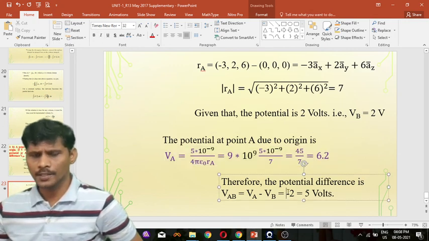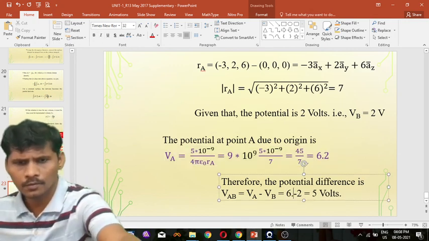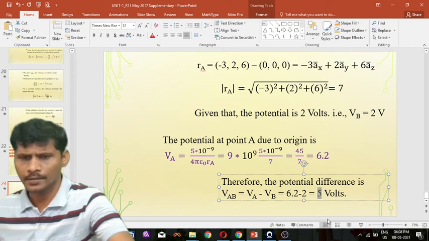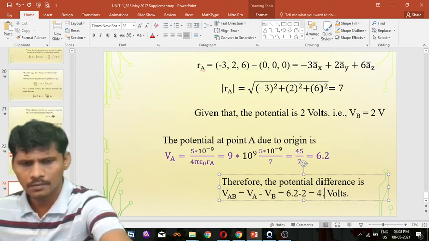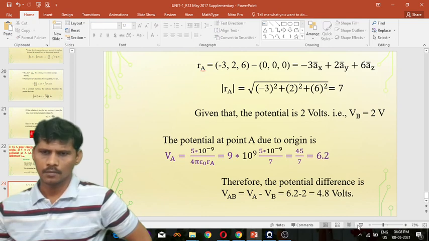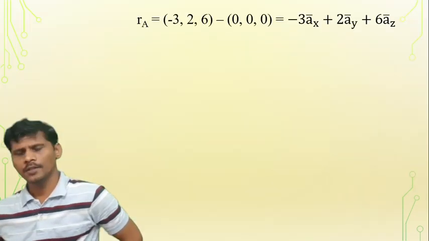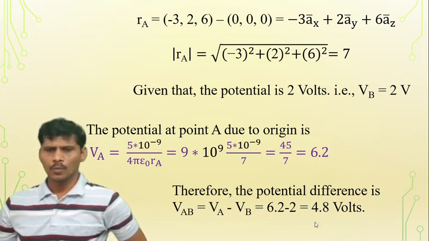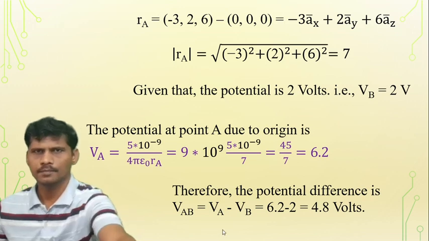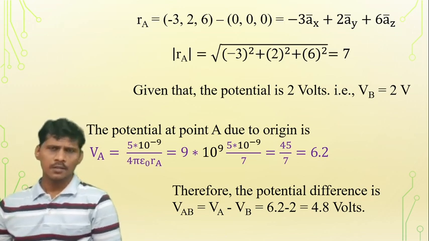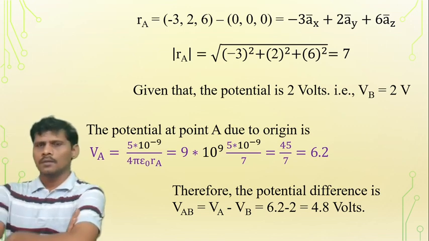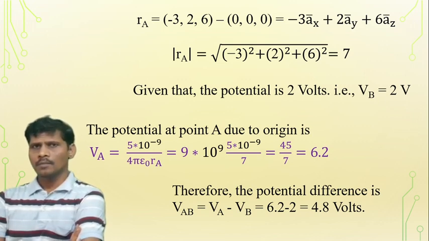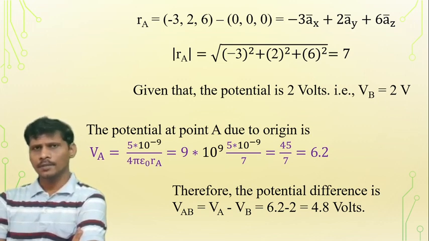So the potential difference VAB is equal to the potential at point A, 6.2, minus 2, that is 4.8 volts. And for the second part of the solution, the potential at point B is 4.8 volts. So these are the first unit questions in the May 2017 question paper.